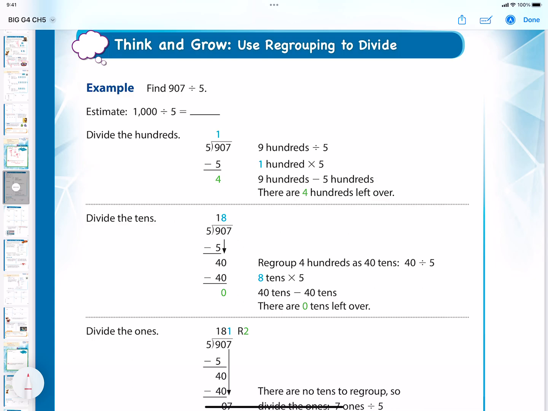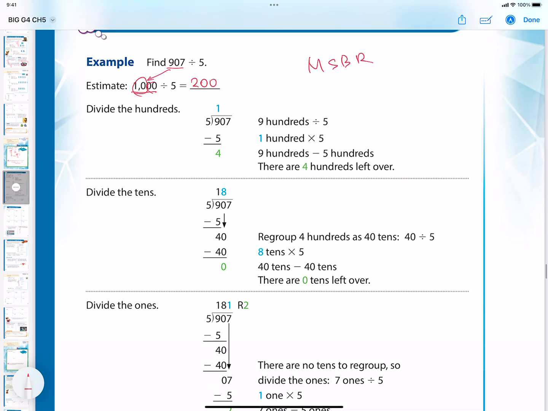Okay, so they are introducing many different things, but you know what? Remember M, S, B, R. Multiply, subtract, bring it down, repeat. Okay, only you can do it. But here they were asking us to estimate the quotient, which is like 907 turned into 1000 divided by 5. So we know 5 times 2 makes 10, and how many more zeros do we need to add? Yes, 200. So 2 more zeros. So let's go ahead. This is just reading.